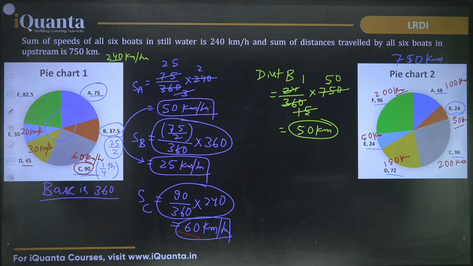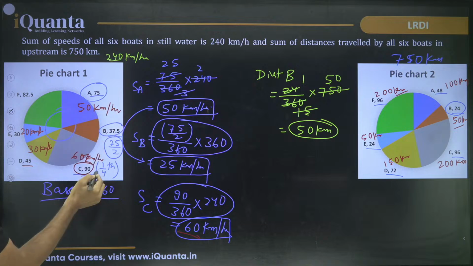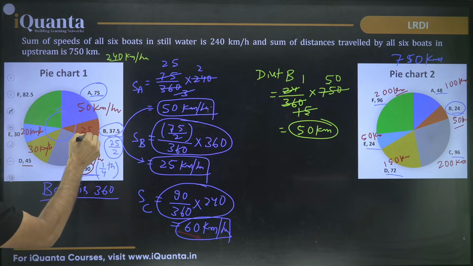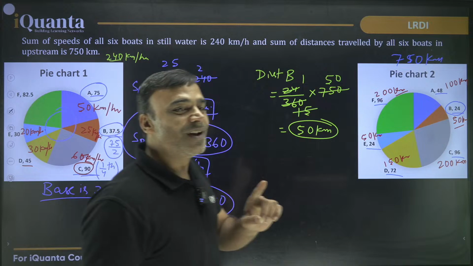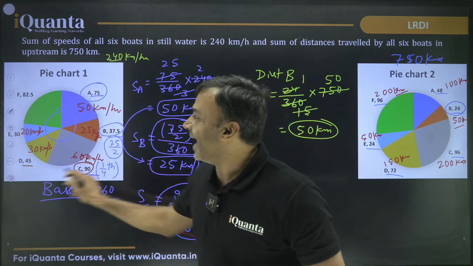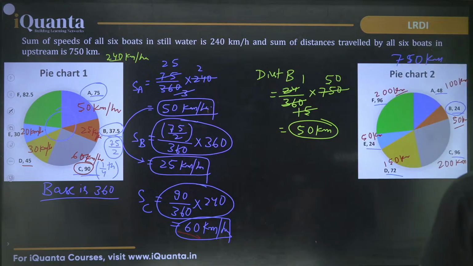right? This 75 was what? This 75 was 50 kilometers per hour. And this was 25 kilometers per hour. Okay. Now what about this 82.5? एक काम करो, don't calculate it. Don't calculate that 82.5. ये सब ऐड करके 240 में से सब्ट्रैक्ट कर लो. Can you do that? Let's play with it.